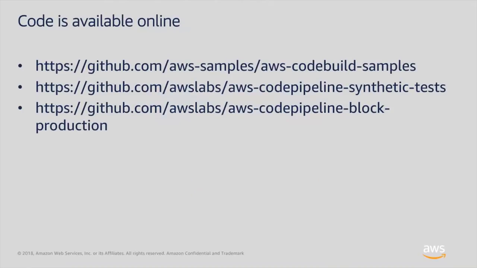So if any of you want to experiment with some of the examples we used today, you can go to any of these URLs on GitHub. We've open sourced some of these examples, so you can look at the AWS CodeBuild samples. We've got synthetic tests samples that you can use, and then we've also got the CodePipeline block production sample as well. So you can go through and use these as a base and kind of grow from there.